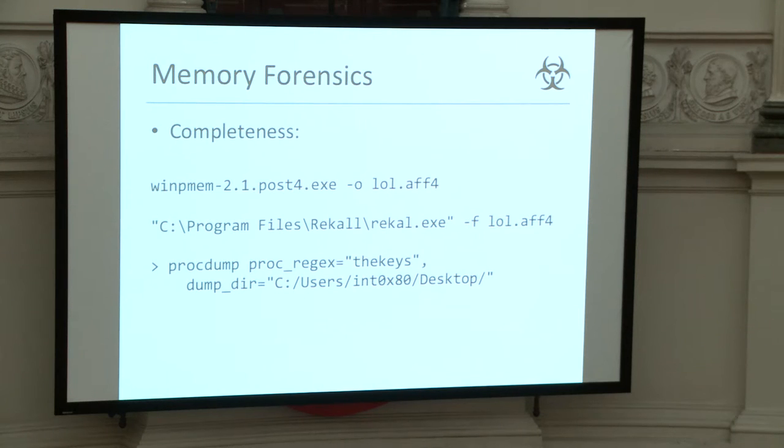For completeness, these are the commands we ran, so you guys at home can screenshot it or whatever. We dumped memory with winpmem. We ran recall against the dump so that we could try to dump the malware out, and then that was our proc dump module command to try to get the dump of the executable file. Any questions on what we did with the Windows stuff?